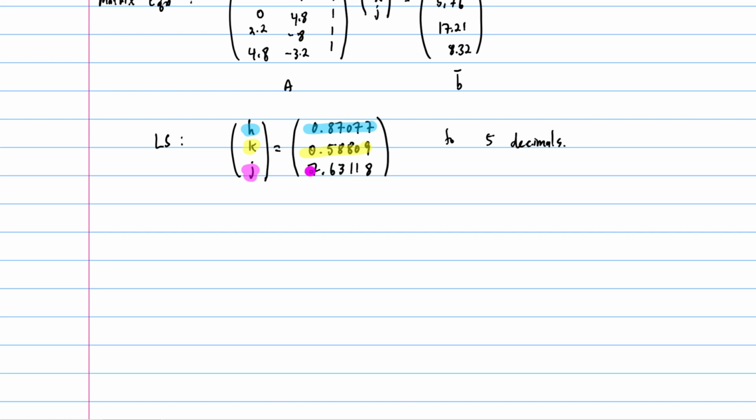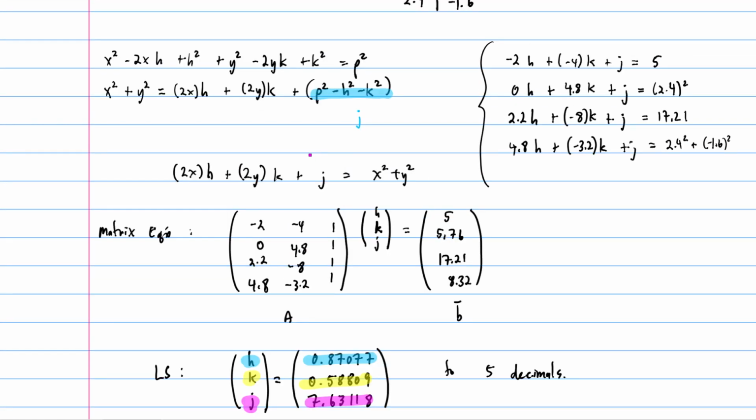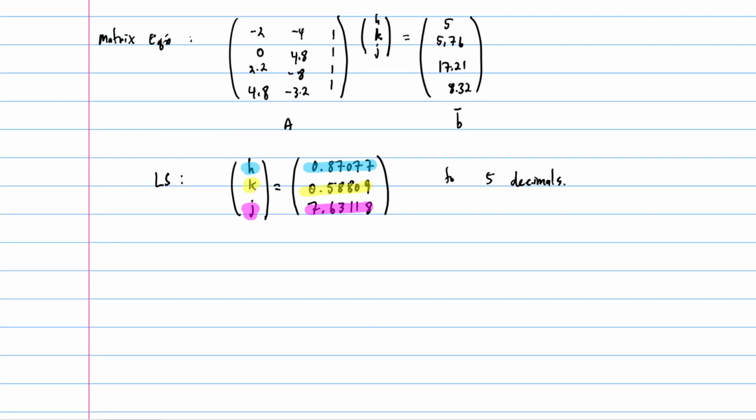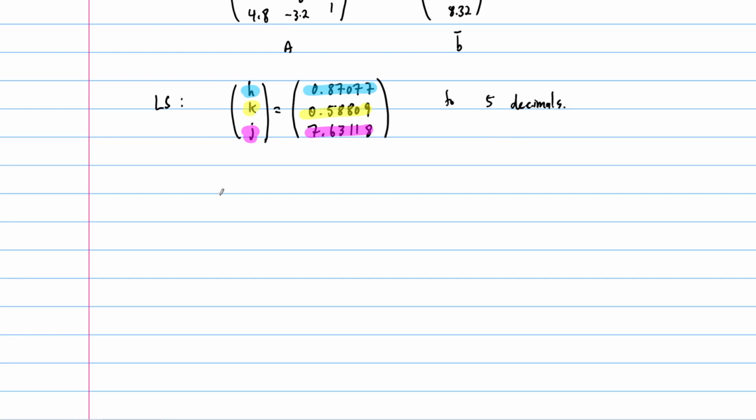Remember, j is not exactly part of our solution. But j is going to help us solve for rho, or rho squared, because our solution is going to be this, the equation of the circle. So we just have to put this all back together now. Remember that rho squared must be equal to j plus h squared plus k squared.